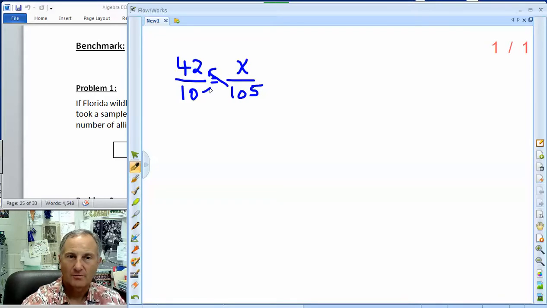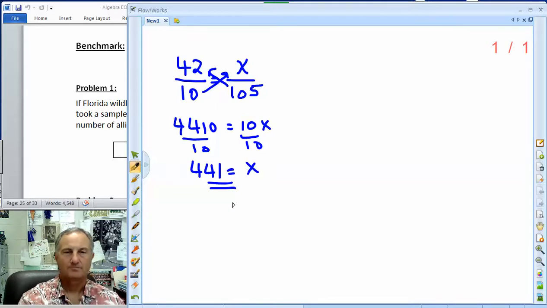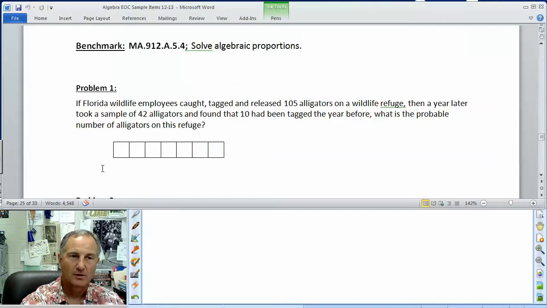Cross multiply to solve. 42 times 105, 4,410 equals 10x. Divide out your 10, and we get 441 alligators is what we would guess to be out there based on this probability of 42 and 10. Okay, 441 alligators. Just don't write it in the middle.